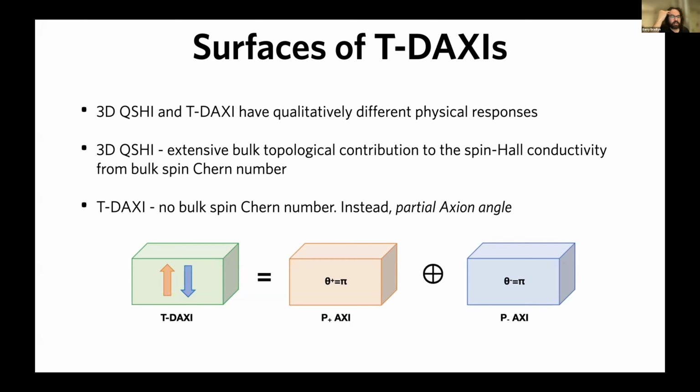So then what you can imagine doing is pump the surface of this system with circularly polarized light to selectively depopulate one spin species relative to the other. And if you do that, what we predict would happen is you'd create, let's say you depopulate the spin up electrons.